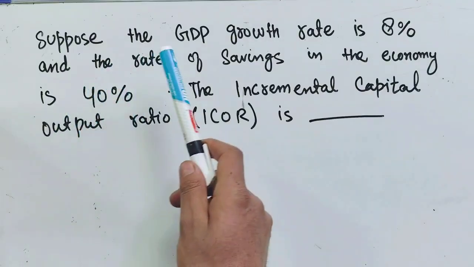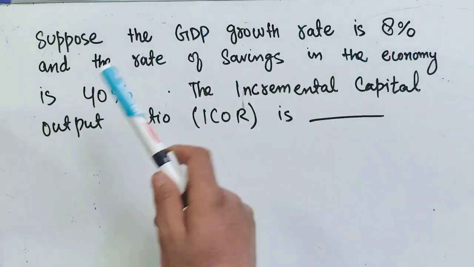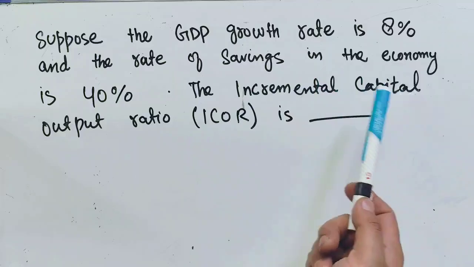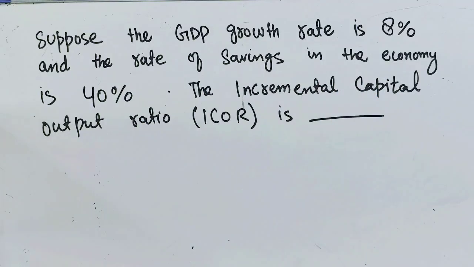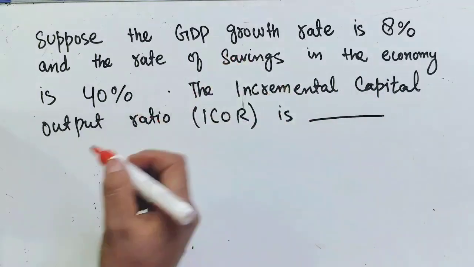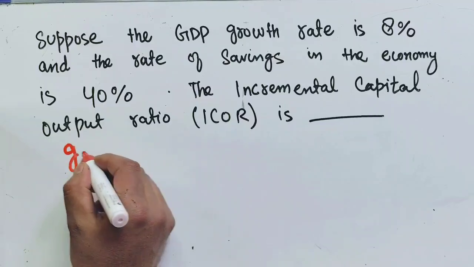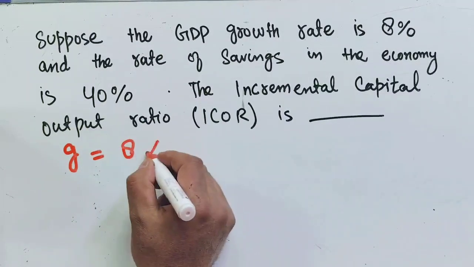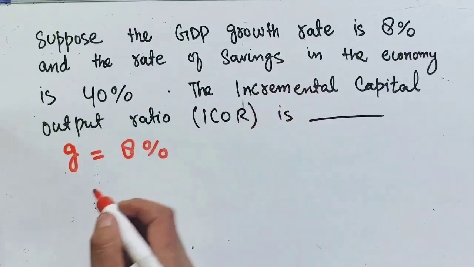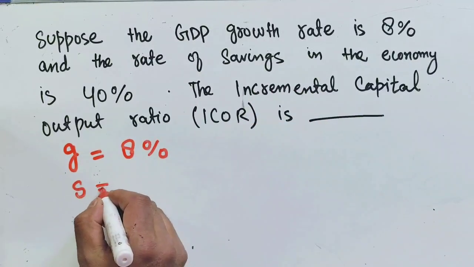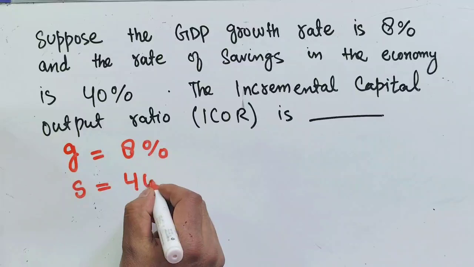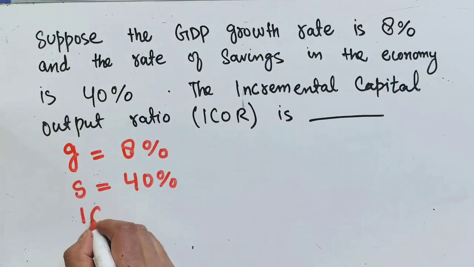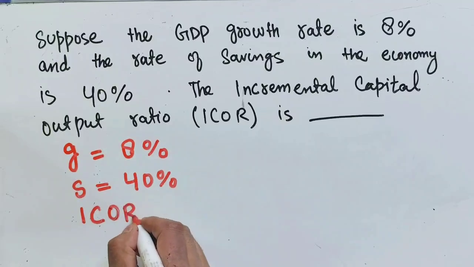Next question: suppose the GDP growth rate is 8% and the rate of savings in the economy is 40%. We are supposed to find out the incremental capital output ratio. So we are told that the growth rate of GDP for the economy is 8% and the savings rate is equal to 40%.